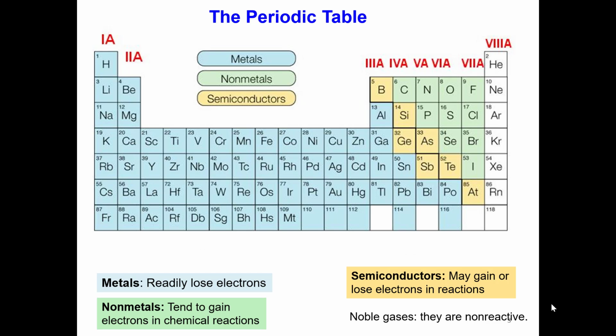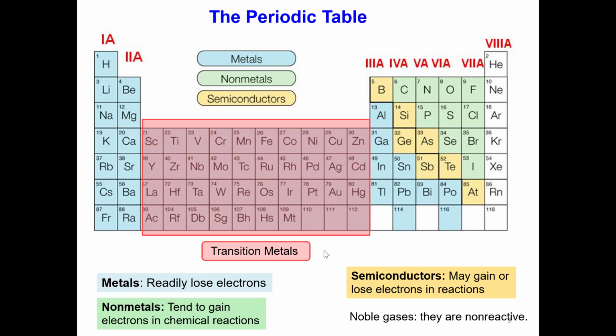The periodic table is divided into groups of elements that have similar characteristics. For example, the blue group corresponds to the metals. The orange group corresponds to the semiconductors. The other blue group corresponds to the nonmetals, and the white group corresponds to the noble gases. Also, in the metal group, we have another subgroup that is called the transition metals.